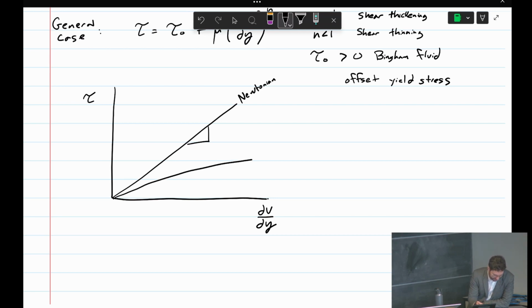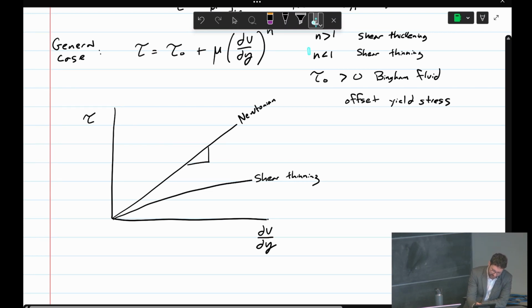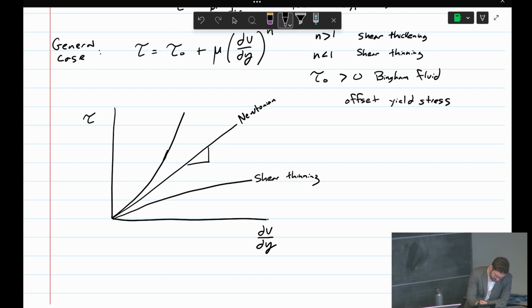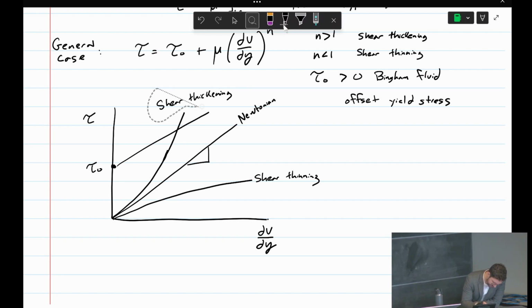Shear thinning, we get something like that. So this is kind of curved. It's nonlinear due to that exponent n less than 1. Shear thickening is like this, so it's curved the other way. And that tau 0 looks something like this. So that is called a Bingham fluid.